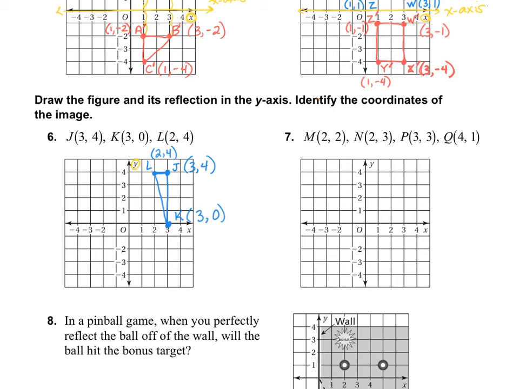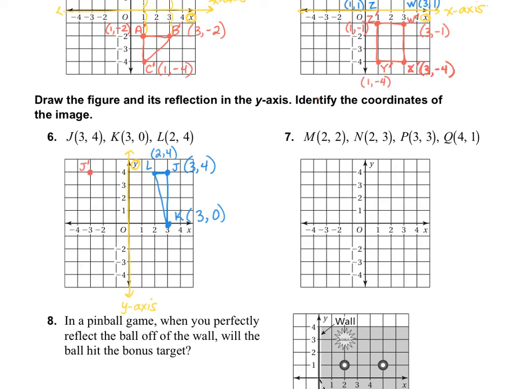There's a y there. So that means that this is our y-axis, which this time will be our line of reflection. So let's start with letter J. Letter J is at 3, 4. We want to go to the line of reflection. So 1, 2, 3 to the line of reflection, 1, 2, 3 past the line of reflection. So our new J prime will be here.